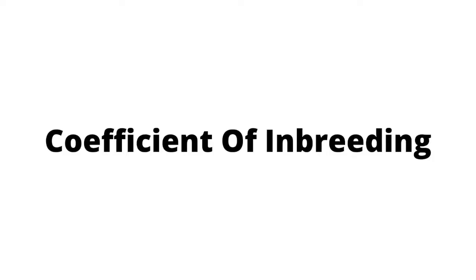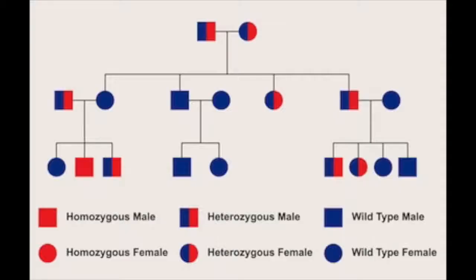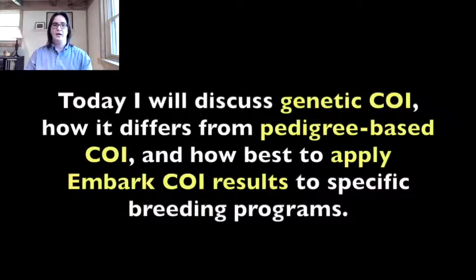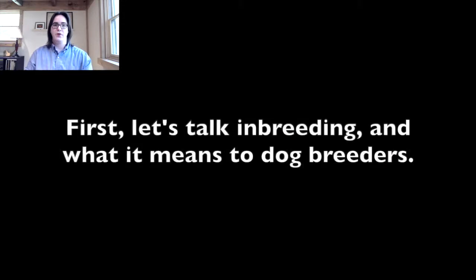Many dog breeders are familiar with the coefficient of inbreeding, or COI, and have been using pedigree-based COI calculations to guide mating choices. Today, I will discuss genetic COI, how it differs from pedigree-based COI, and how best to apply Embark COI results to specific breeding programs. First, let's talk about inbreeding and what it means to dog breeders.